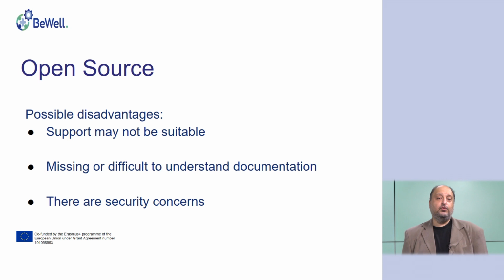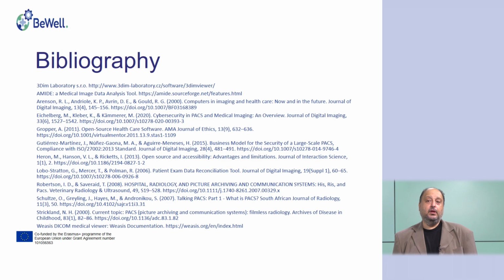And there are some security concerns about the open source systems. This is not because someone failed to implement security measures, but the main issue is that because the systems are open source, their code is available to anyone. And bad guys may look at the code and search for holes.